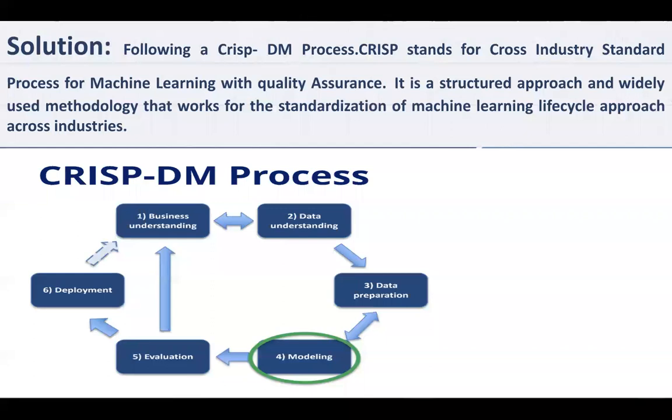So the solution of the problem is, first, we need to follow a CRISP-DM process. CRISP stands for Cross-Industry Standard Process for Machine Learning with Quality Assurance. The steps involved under the DM process are understanding the business, understanding the data, preparing the data, modeling, evaluating, and deploying.